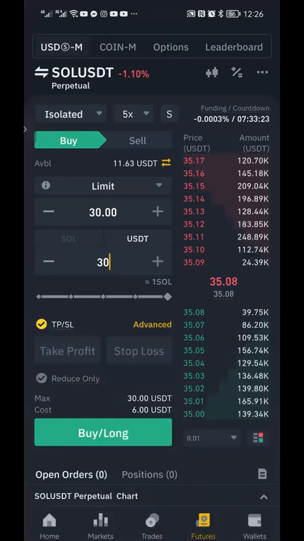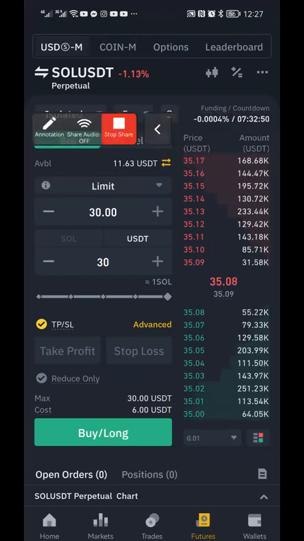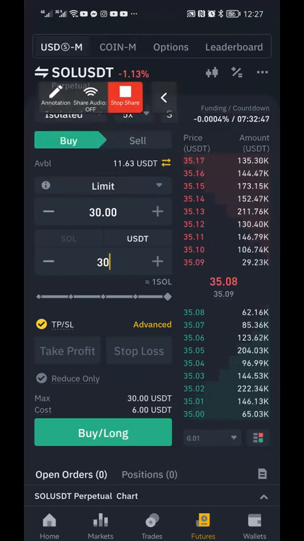So that 30 I am using, based on the leverage and the margin I selected, is going to cost me 6 USDT, which we can see below here. Now, based on my account size and the leverage I chose, the maximum I can use is 30 USDT. Okay, so that is it for now. After you are done, we are now going to set stop loss and take profit.